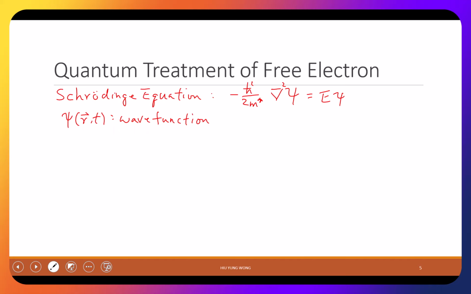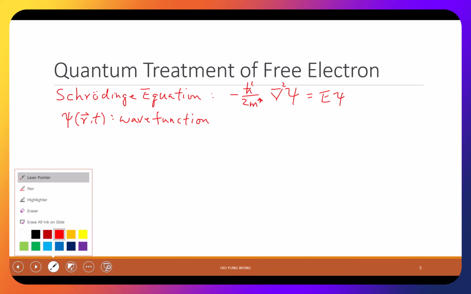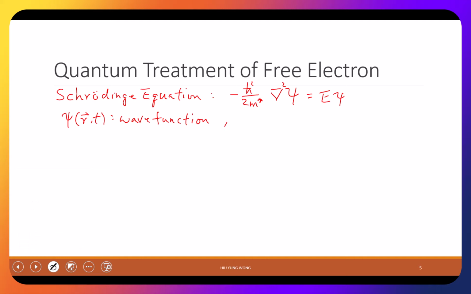Anyway, this is the wave function. What it is trying to tell us is the probability, I mean, the distribution of the electron as a function of the location and also the time, okay? Particularly, it is found that the magnitude square of this wave function is just equal to the probability of finding the particle at a particular location.